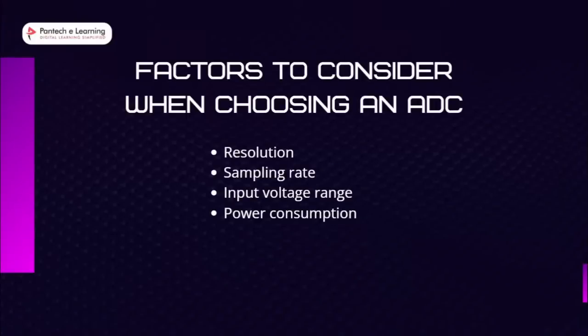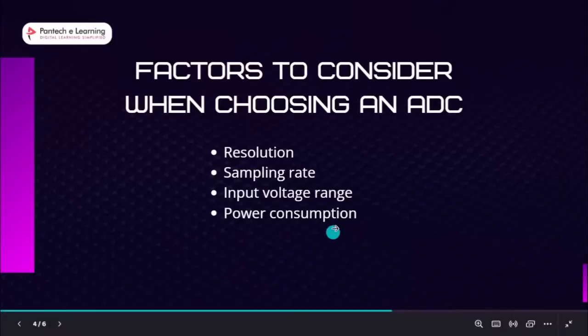Okay, and then input voltage range. The input voltage range refers to the range of voltages that an electronic device or circuit can handle as an input signal without causing damage or malfunctions. For example, an ADC may have an input voltage range of 0 to 5 volts, which means it can accurately convert analog signals within the range to a digital signal. If the input voltage goes beyond the range, the ADC may clip the signal or become damaged.